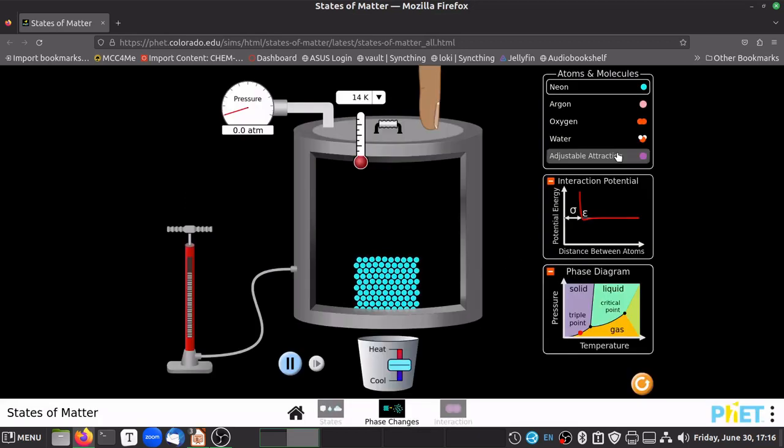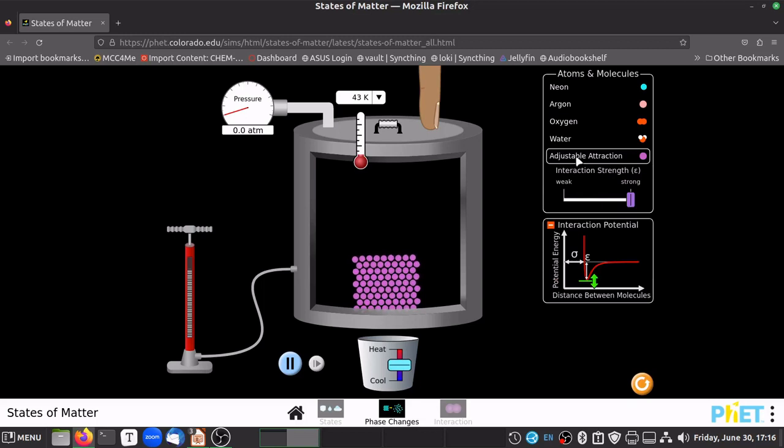So we're going to go to phase changes here, and we're going to go to adjustable attraction, okay, and we're going to take a look at this. So if we take a look at this guy here, we now have a little shape here, and we can see that it's not moving to fill the size of its container. It's not even changing shape to fit the bottom of the container here. So this is what we would call a solid. We're simulating a solid right now.